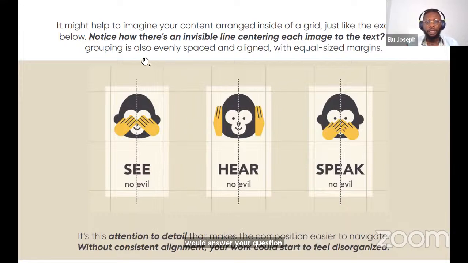Okay, so this illustration and the text are all aligned to the center. Same for this, same for the next one. Because in alignment, paying attention to detail is a very crucial thing, so you don't lose your audience, so you don't make your design feel disorganized.